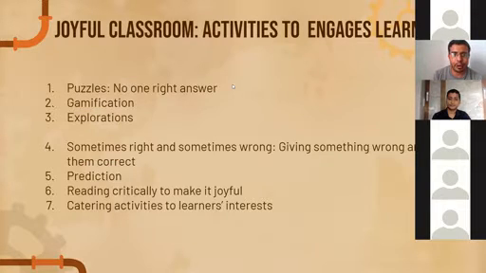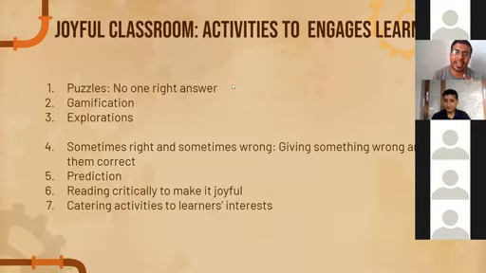So just to summarize what we did. First we started with these puzzles where there is no one right answer. There are multiple right answers. So it again brings that new perspective. And these puzzles or gamifications or explorations will engage the learners more, and there will be this joy factor because they are trying to figure out the answer for something and so on, right? So that is one factor which we did in the first activity.